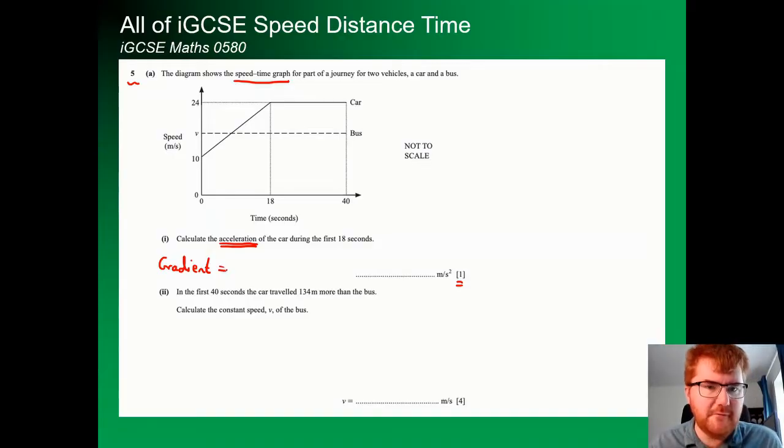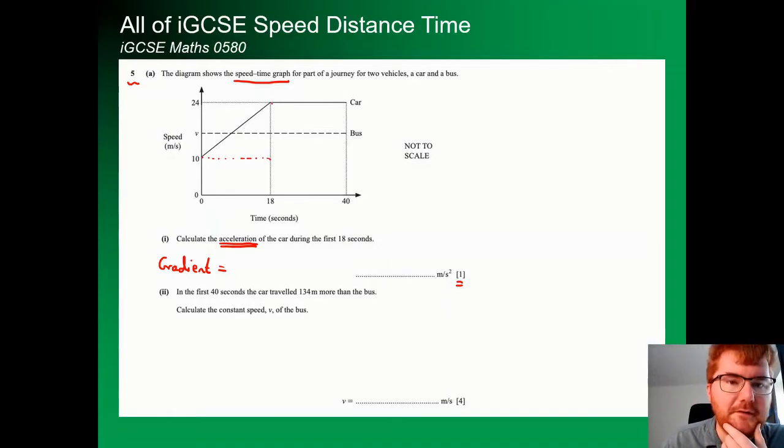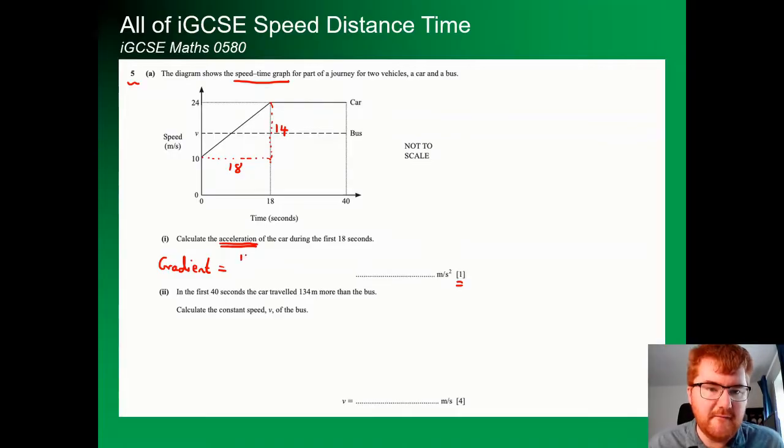But we have to be careful here because we're considering this part of the graph. So the temptation is to use 24 here, but we don't want to use 24. We need to use this length here. Well, we've got 24 minus 10. That's equal to 14. This bottom part is here equal to 18. So our gradient here will be equal to 14 divided by 18.